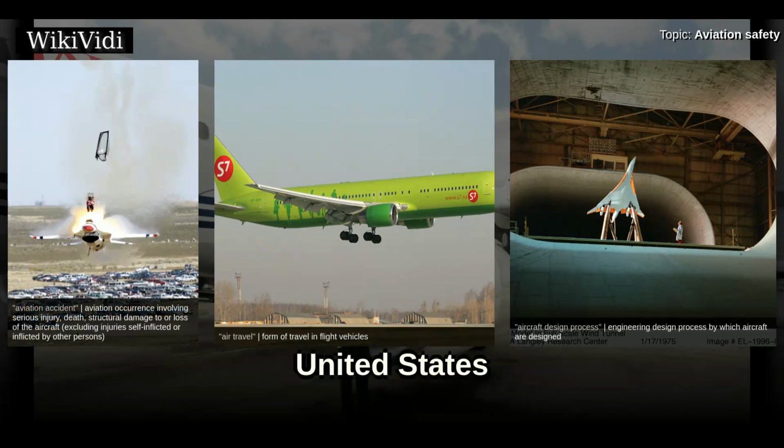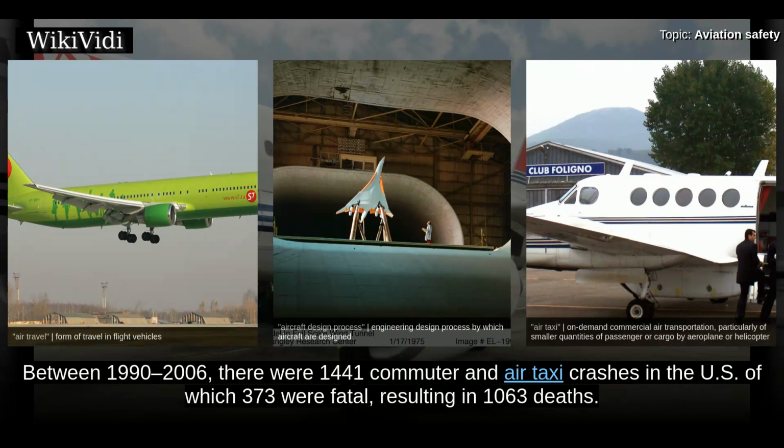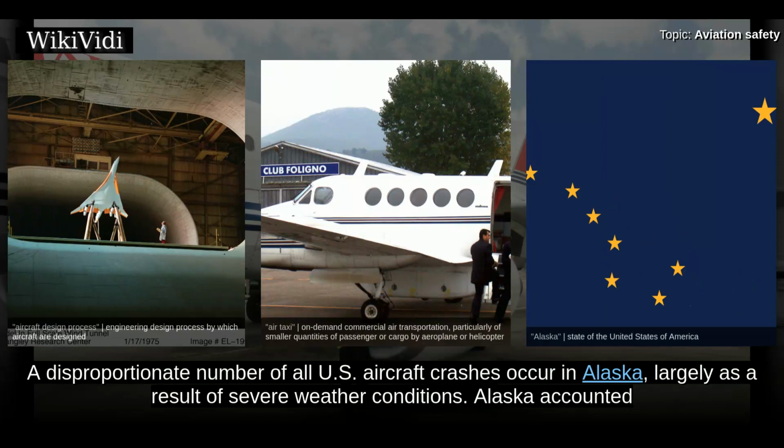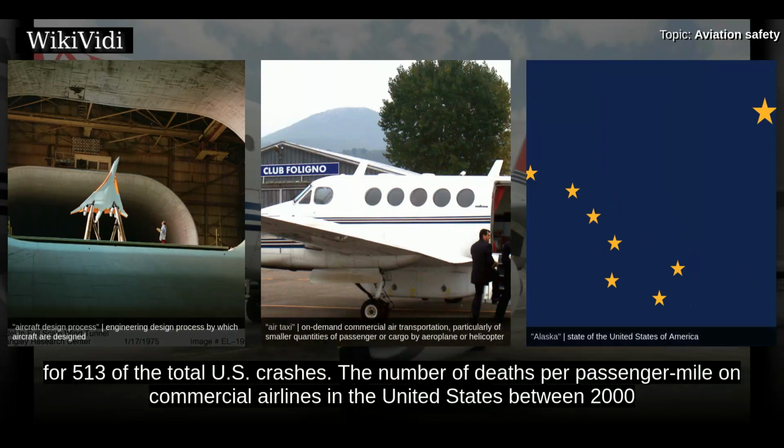United States. Between 1990 and 2006, there were 1,441 commuter and air taxi crashes in the U.S., of which 373 were fatal, resulting in 1,063 deaths. A disproportionate number of all U.S. aircraft crashes occur in Alaska, largely as a result of severe weather conditions. Alaska accounted for 513 of the total U.S.